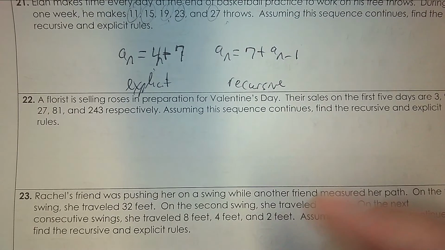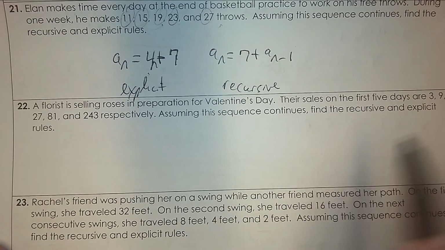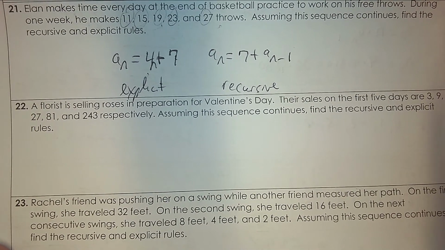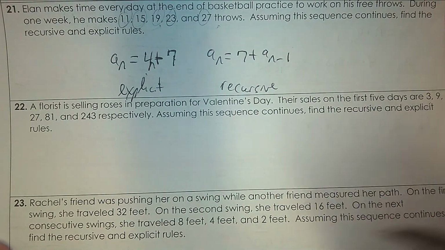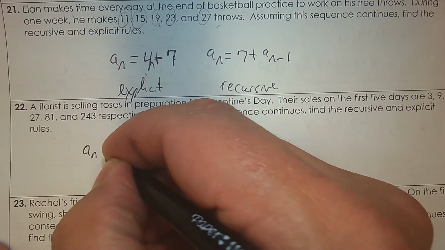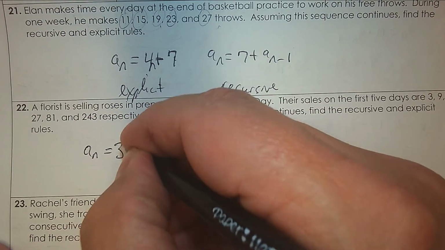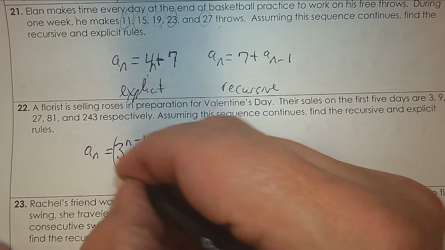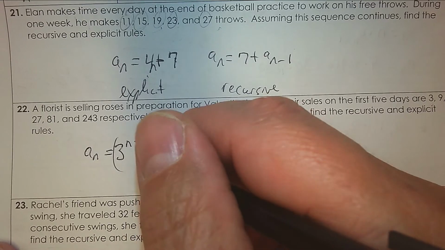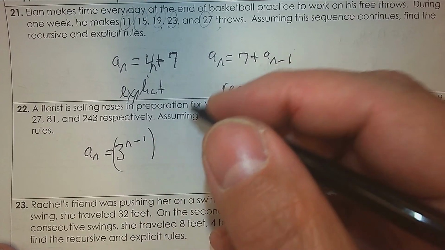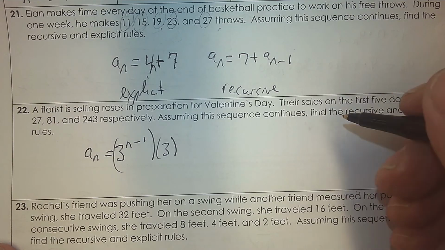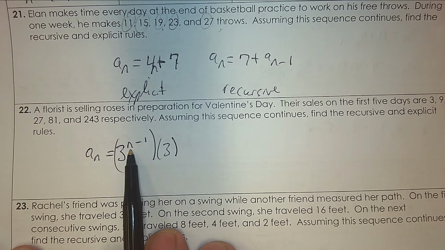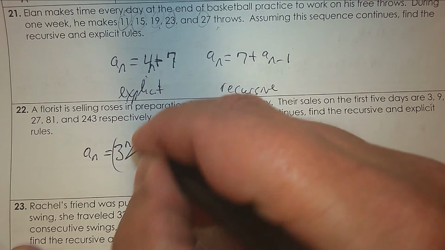Florists selling roses. Their sales in the first 5 days are 3, 9, 27, 81, and 243. That looks exponential to me. So when I look at it, do I have to multiply that times 3, right? See, that one would work. So if I plug in 1, the answer is 3, but if I plug in 2, it's 9 times 3. No, that wouldn't work. So it's just 3 to the n.